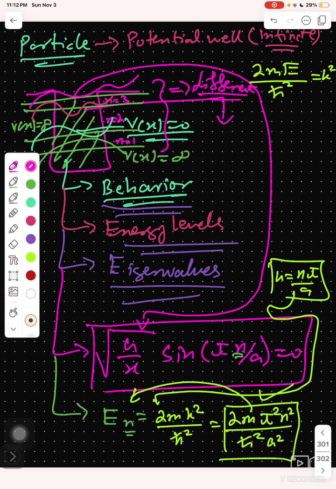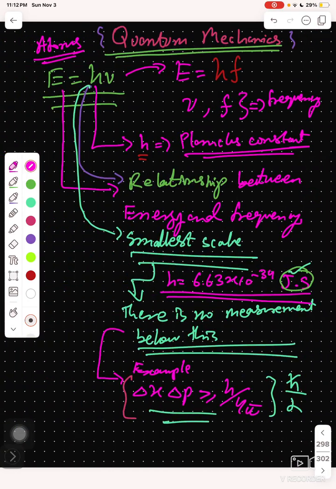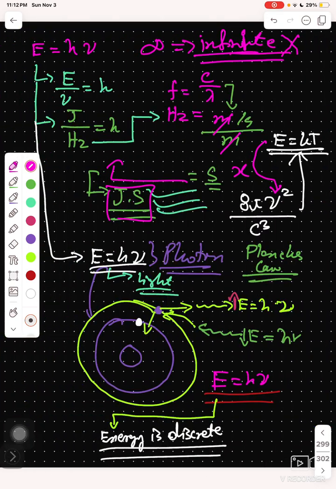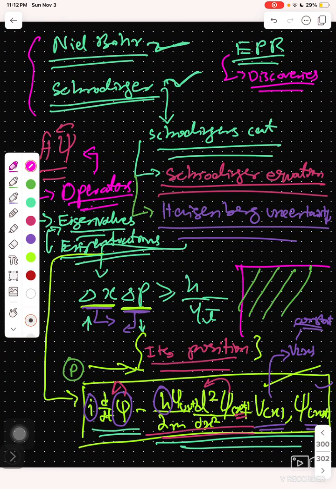That's it. This was the overview. First we talked about the main thing, then I just talked about quantum mechanics and some of its history. Thanks.